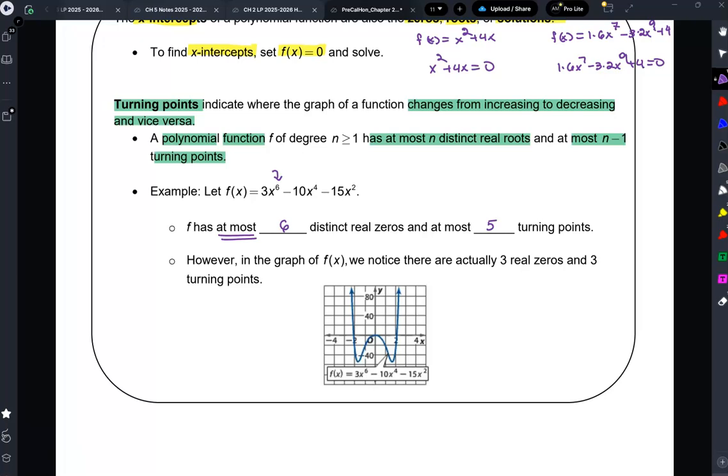So, take a look at this one. The actual graph of this, when you graph it, looks like this. So, in actuality, this actually has how many real zeros? 3 real zeros. 1, 2, 3. And how many turning points? 3 turning points. 1, 2, 3. And that's okay. It can have the same number of zeros as turning points as long as this is less than 6. Does that make sense? Okay.